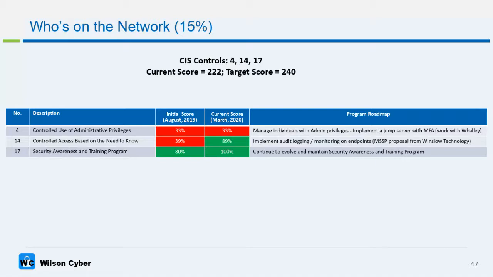Who's on the network? We have a current score of 222 and a target score of 240. We really only have one area to focus on, and that's administrative privileges, and we'll be doing that when we move to Wally computing.